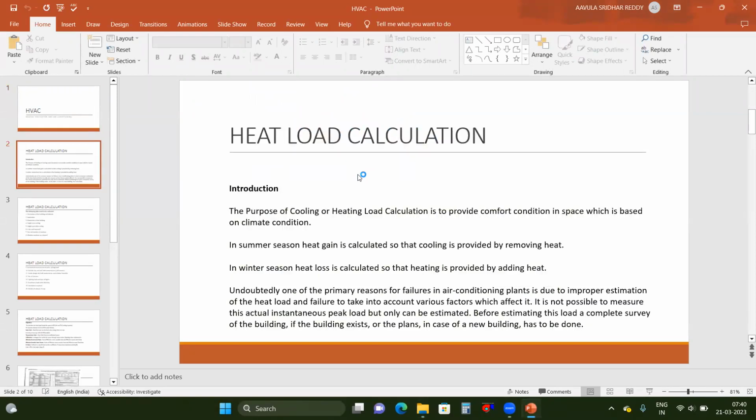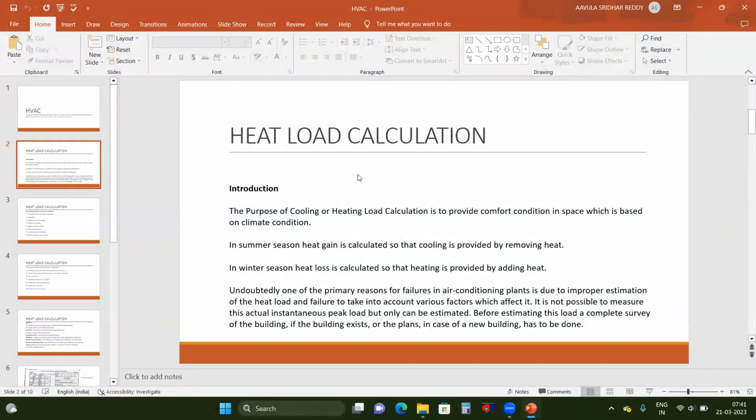First we'll see what are the things we need to take into consideration while doing the heat load calculation. First is the introduction. The purpose of cooling or heating load calculation is to provide comfort condition in a space, which is based on climate conditions. So what is the purpose of the cooling or heating calculation? Because of comfort condition inside a space. Whatever the climate may be, monsoon, winter, or summer, we require a comfort condition.